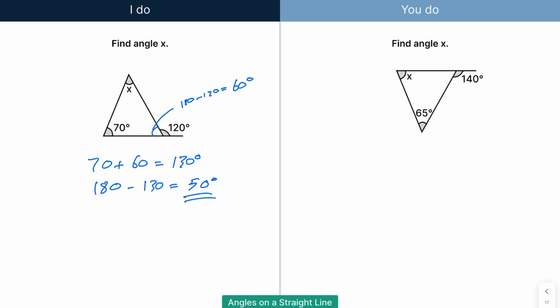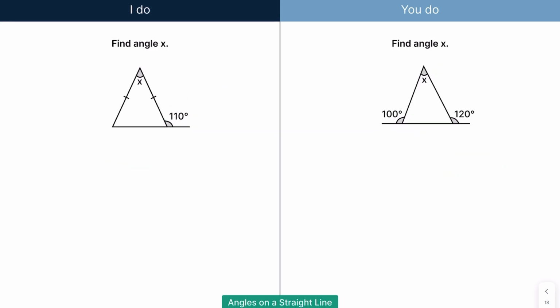And again, hopefully you've pressed pause and had a go at this. Now, in order to find x, we know what this is. We just need to know what this angle here is. And this angle here is angles on a straight line with this. So it must be 40 degrees because angles on a straight line add up to 180. And now we can find x because we can do 65 plus 40, which is 105 degrees. And then x is just going to be 180 take away 105, which is 75 degrees.